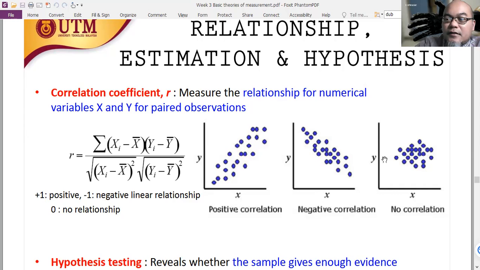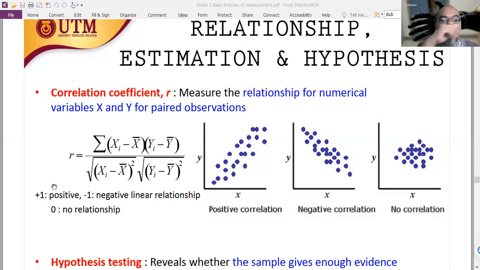To determine it mathematically, we use this formula: the correlation coefficient R equals the sigma of (Xi minus X average) multiplied by (Yi minus Y average). So Xi, Yi here is the pair of data when we do measurement, and then divided by the square root of the sum of (Xi minus X average) squared times the square root of the sum of (Yi minus Y average) squared.